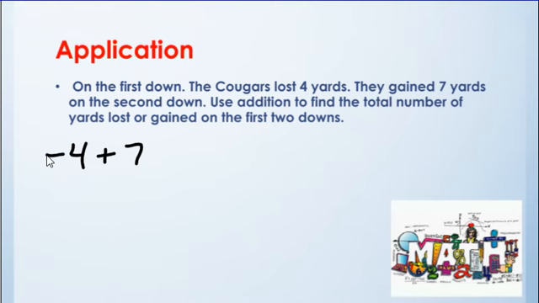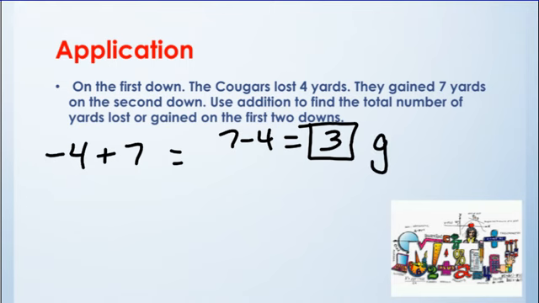The signs are different, so I subtract them. I always do the bigger number first, so 7 minus 4 gives me 3. The absolute value of 7 is 7. The absolute value of negative 4 is 4. 7 is bigger than 4, so I need to have a positive answer, so my answer is 3. So this would be 3 yards gained.